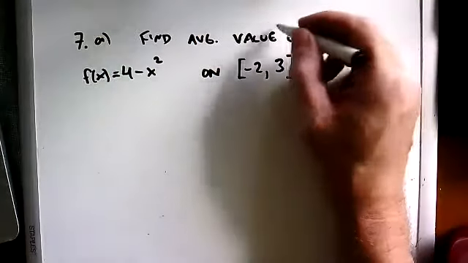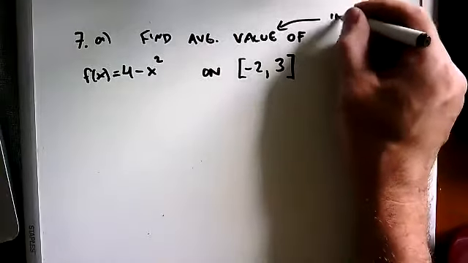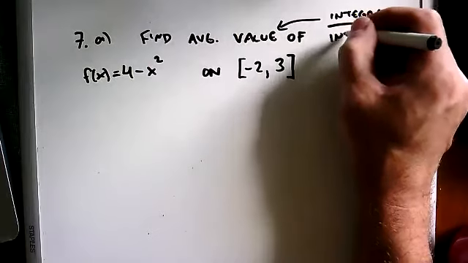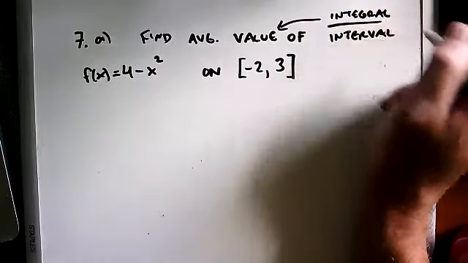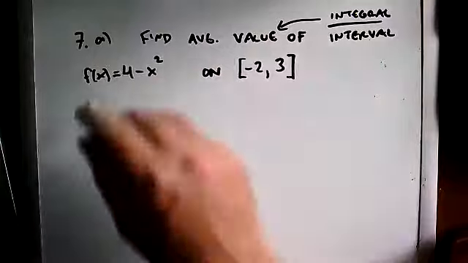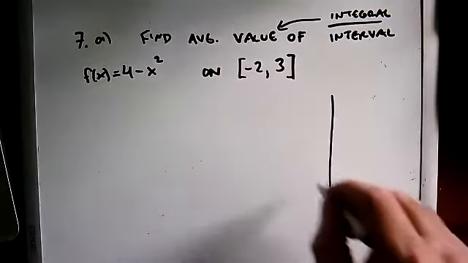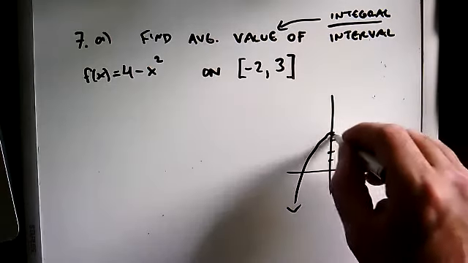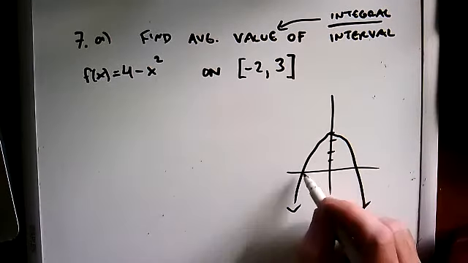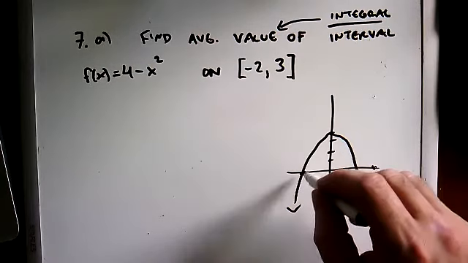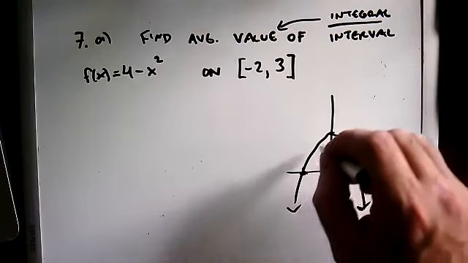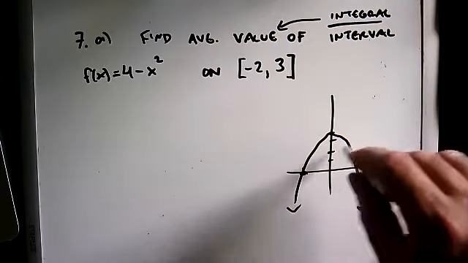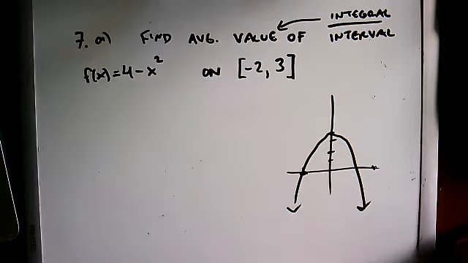So average value, here's how I remember it. It's integral over interval. So to find the average value, let me show graphically what this even means. So f of x equals 4 minus x squared. That's a downward opening parabola. It looks like this. And we're starting at -2 and we're going to 3. So it's as if we're counting up y values, and obviously there's infinitely many y values as we go, starting from -2 and ending at 3. Some of those values will be positive, some will be negative, and averaging them all together.